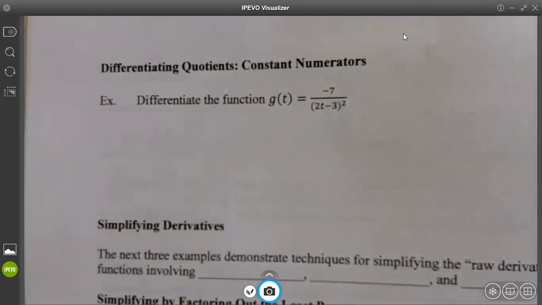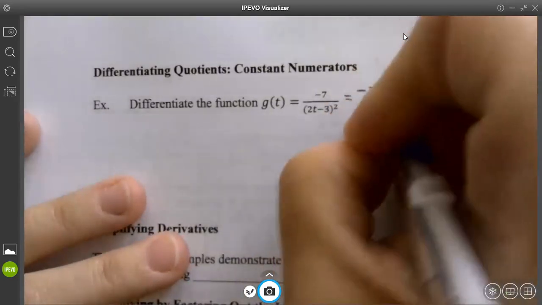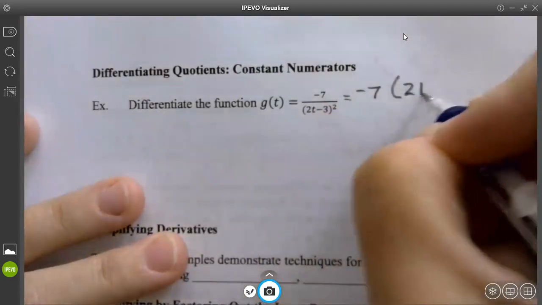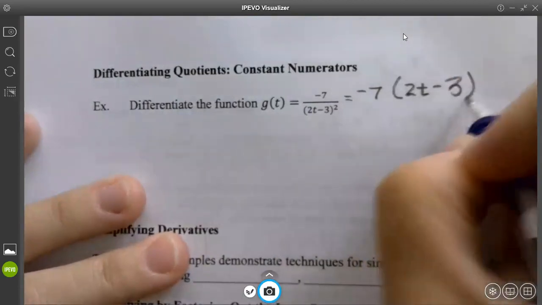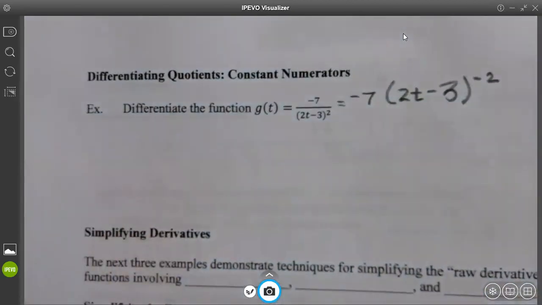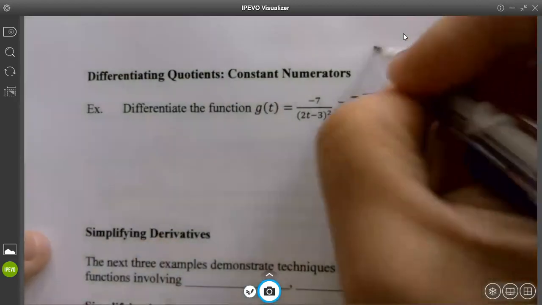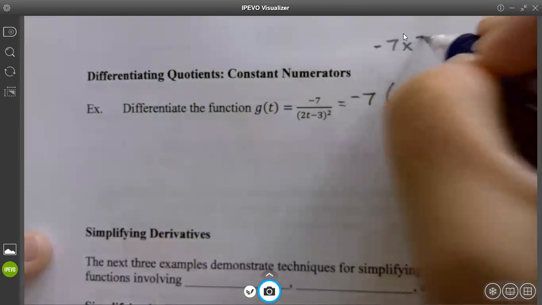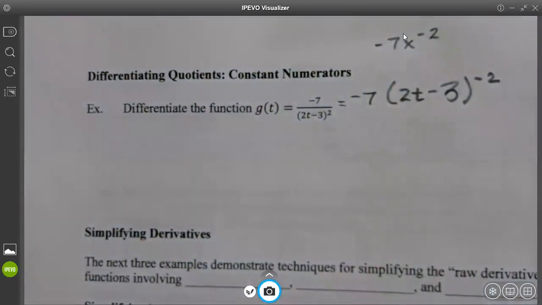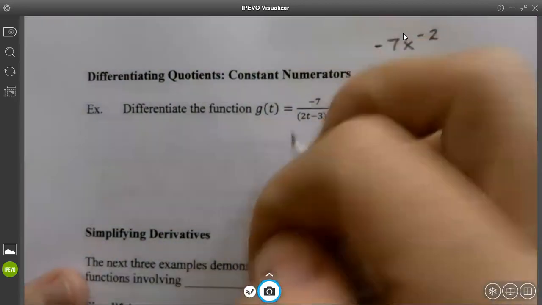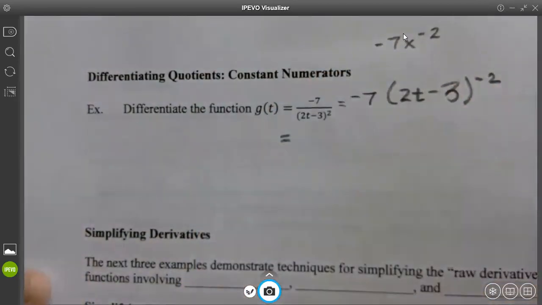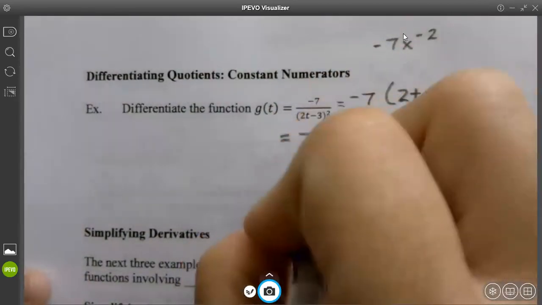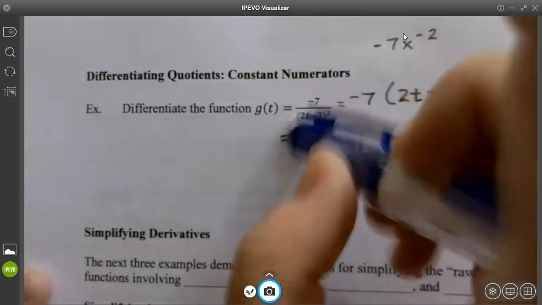Why? Yeah, I don't want to do quotient rule, right? So let's move it to the top before I even start. And then again, treat it just like it's -7x to the -2. How would I find that derivative? -2 times -7. Sorry, +14.